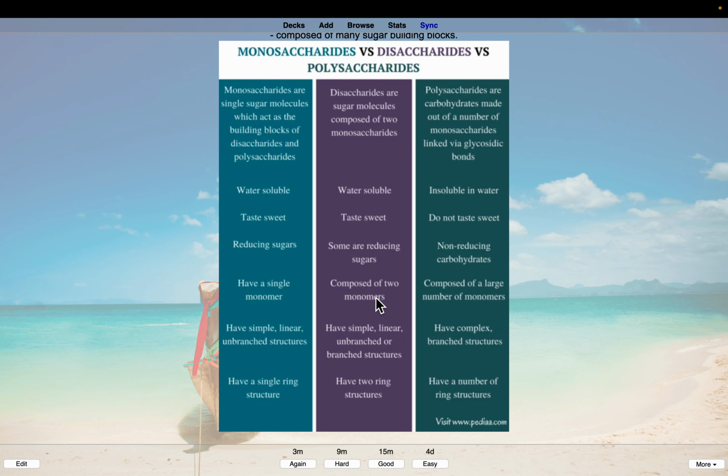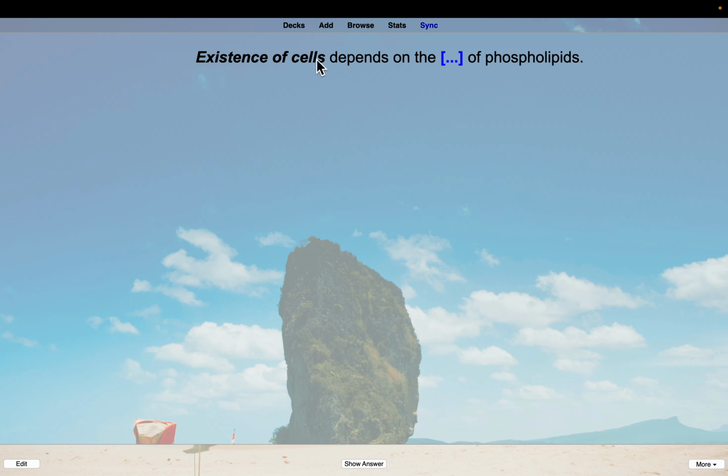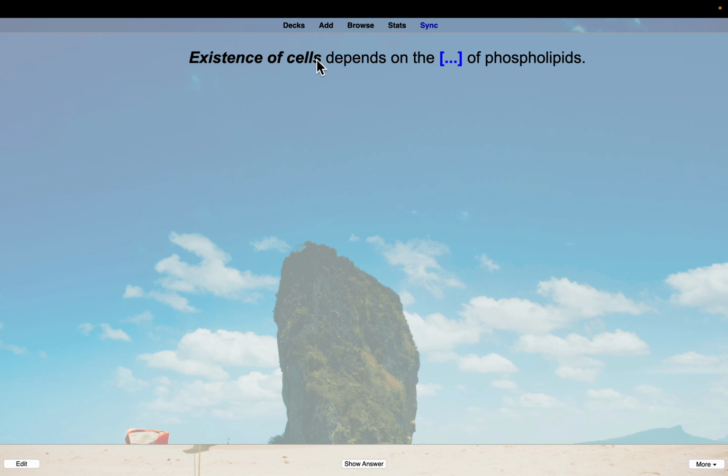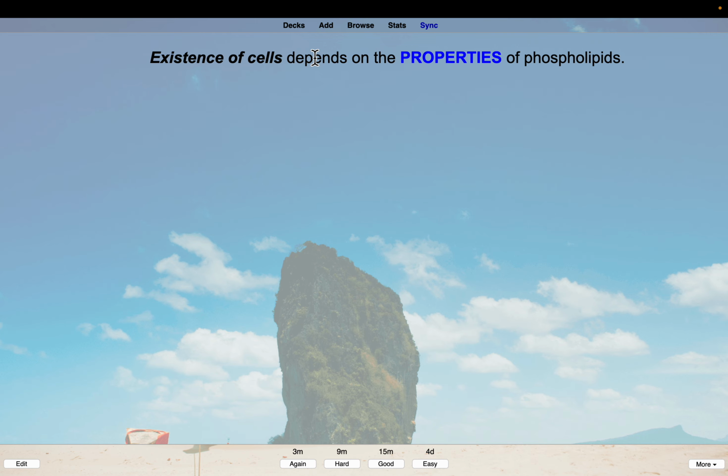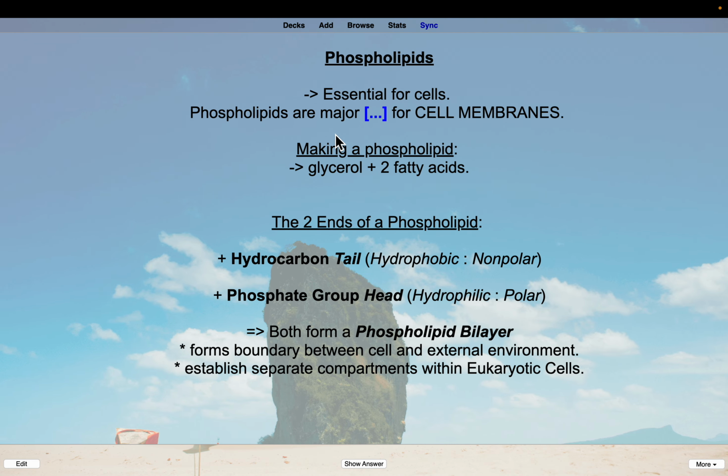This is a lot of information. We'll just move on. Existence of cells depends on the properties of phospholipids. Yeah. No further explanation for that.